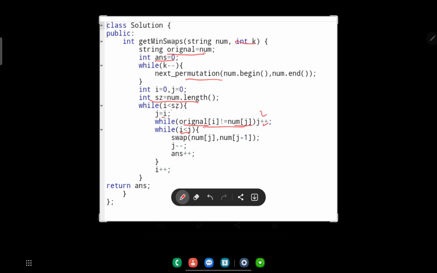And the first element in which we get that i is less than j, and this condition gets satisfied, then till i is less than j we have to swap num j and num j minus 1, and we have to decrease the j and increase the count variable, and finally we have to return the answer. Thank you.